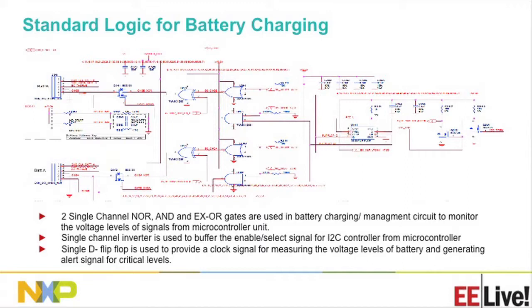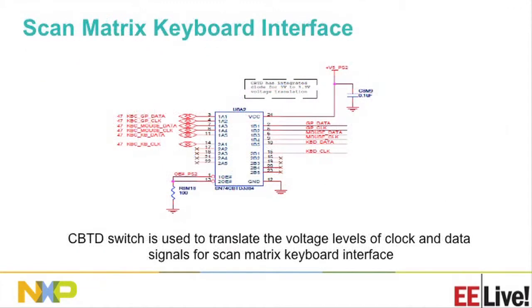So a cheap and easier way to implement the power management controllers to signal the battery levels. And here's an example of scan matrix keyboard interface. Again, these are the CBT-D switches. The CBT-D switches have an integrated diode between the supply voltage and output enabled control. They are used for level shifting from 5 volts down to 3.3 volts. And there's a low voltage version of that, which goes from 3 volts to 1.8 volts.